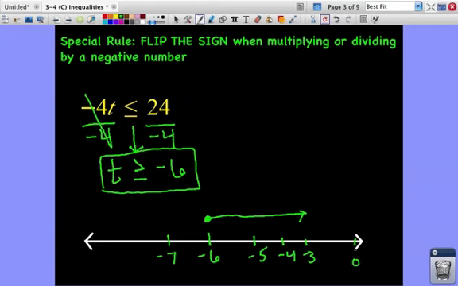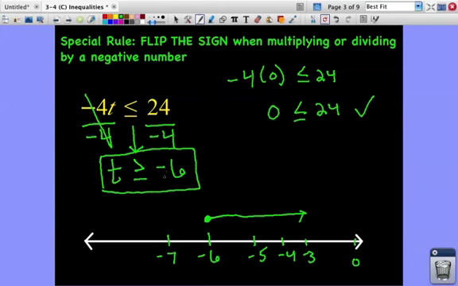Let's plug in 0 because that's part of my solution. Let's plug in 0 and see if that makes my inequality true. Okay, so if I have -4 times 0 is less than or equal to 24, -4 times 0, that's just 0. Is 0 less than or equal to 24? Yes, it is.